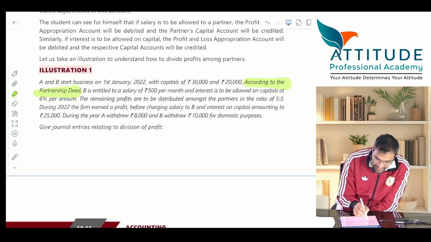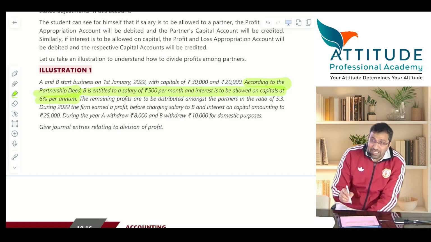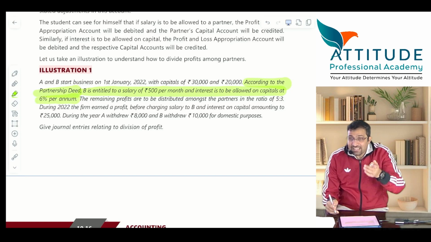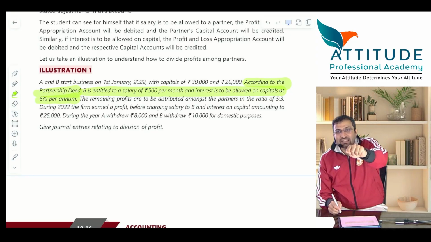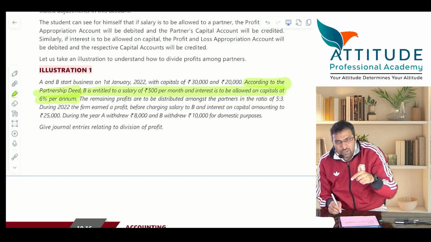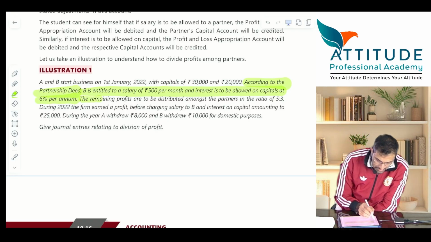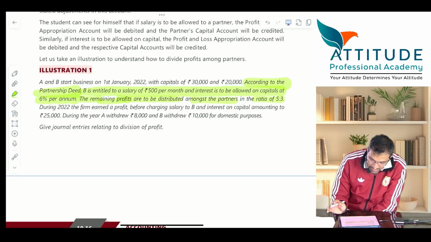According to the partnership deed, B is entitled to a salary of 500 per month and interest is allowed on capital at 6% per annum. According to the partnership deed, means partnership deed में लिखा है कि remuneration देना चाहिए और interest भी देना चाहिए. If it is there in the partnership deed, should it be given? Yes. The remaining profits are distributed among the partners in the ratio of 5:3.